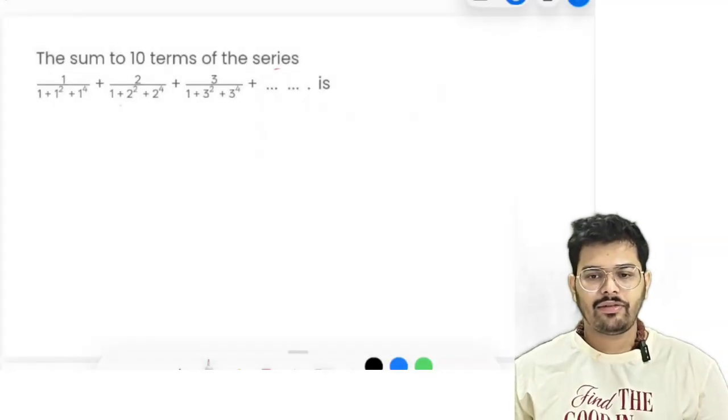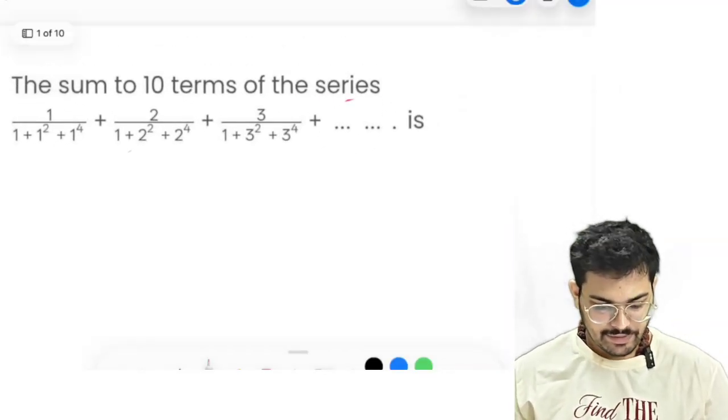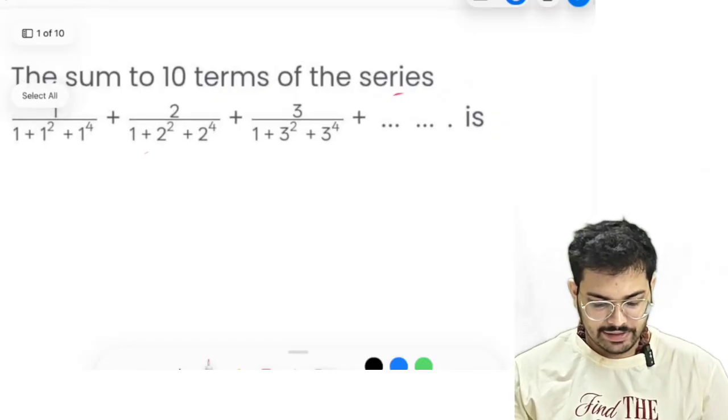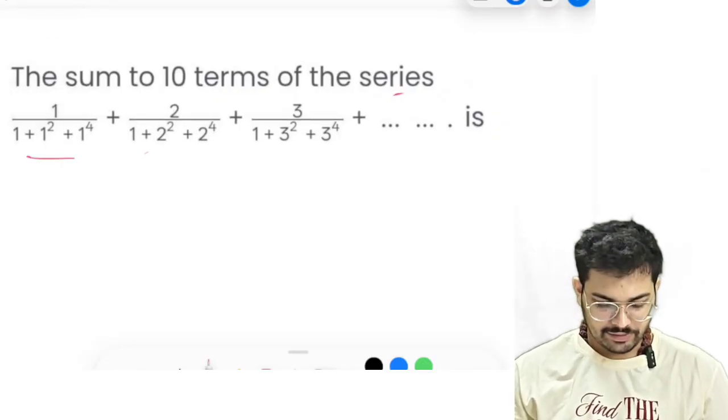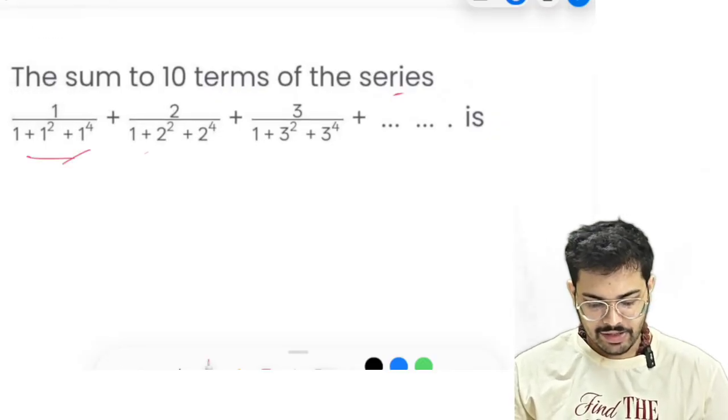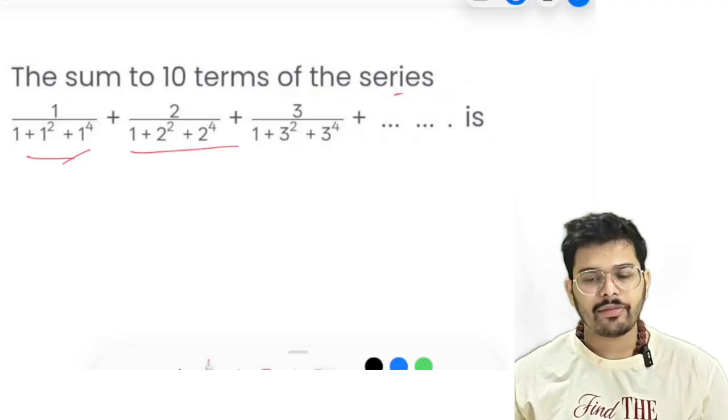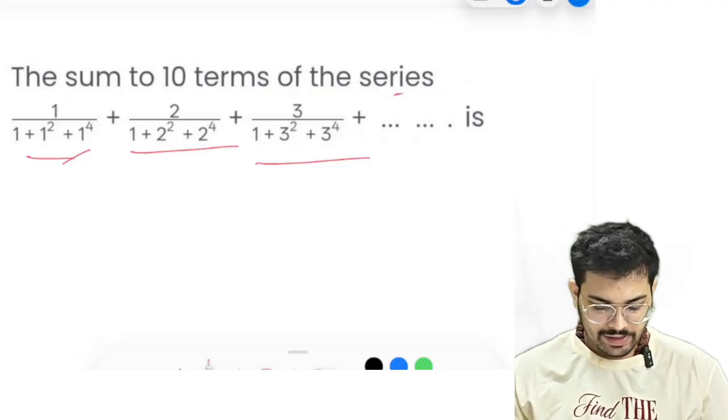In this video, we'll be solving a question from sequence and series. The sum of 10 terms of the series 1 divided by 1 plus 1 square plus 1 raised to 4, 2 divided by 1 plus 2 square plus 2 raised to 4, etc. Now we are calculating the nth term, that is, the general term.